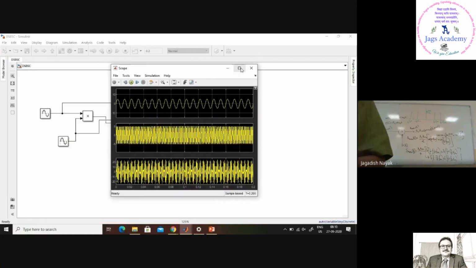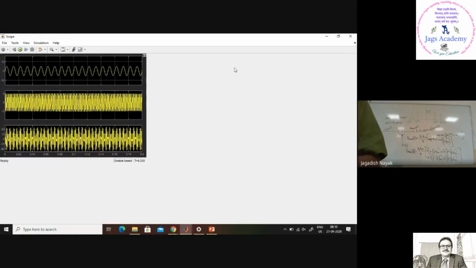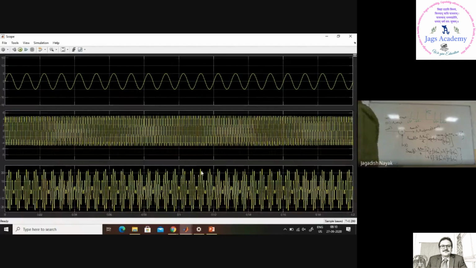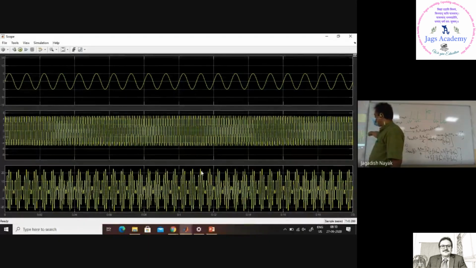The one you see at the top is the message signal. The middle one is the carrier signal. And this is your modulated signal. This is what a modulated signal is. And what is this actually? Double sideband suppressed carrier wave. Have you understood this?